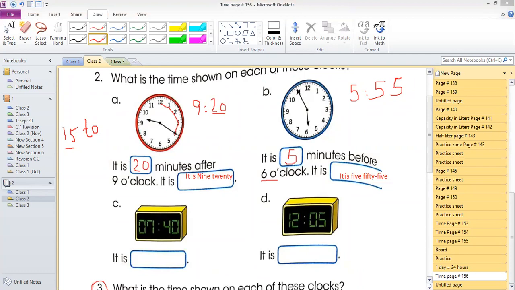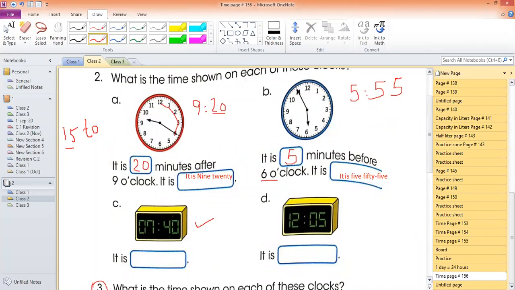Yes, guys, tell me the time. 7:40, this one. How to write? What should I write here? Answer me in the chat box, please. What will you write here? It is 7:40. It is dash. It is already written here. You don't need to write it in numbers. You have to write it in words.